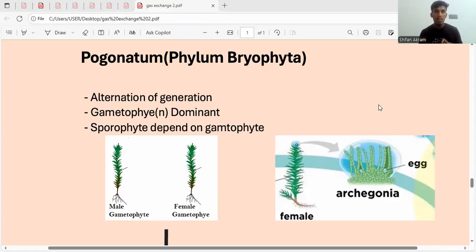They have a haploid generation, which is called the gametophyte generation, and a diploid generation called the sporophyte generation. Now, specifically in Pogonatum, the gametophyte generation is dominant, which means they are photosynthetic and free living, and the sporophytes depend entirely on the gametophyte. So now let us go through the life cycle. Let's just summarize everything that we have done in life cycles.